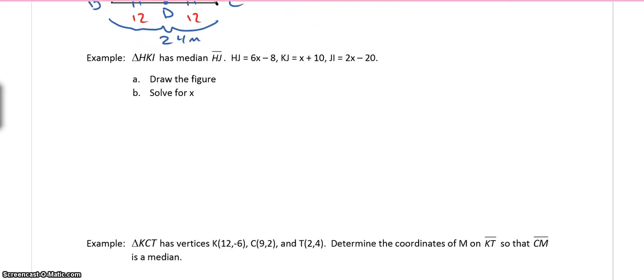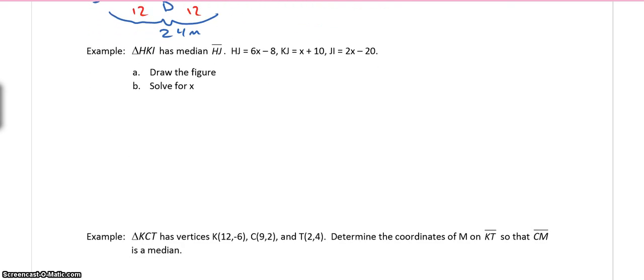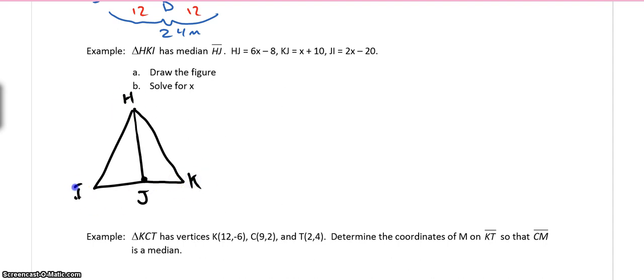Now, first example, it says, triangle HKI has median HJ, and then it tells us what each piece equals. Now, the first part says draw the figure. Now, you have to be very careful. So we know we have a triangle. Doesn't matter how you draw it. But we know the median is HJ, so you want to put that where you're going to have H and J meeting, and then we can go HKI. That works.